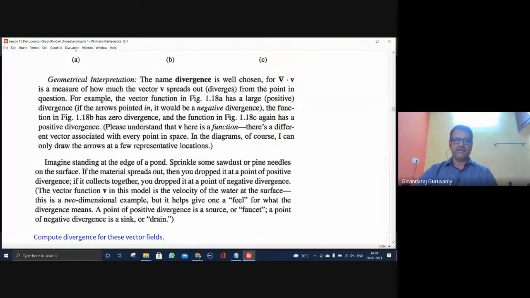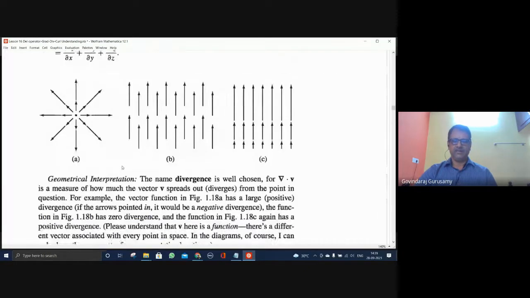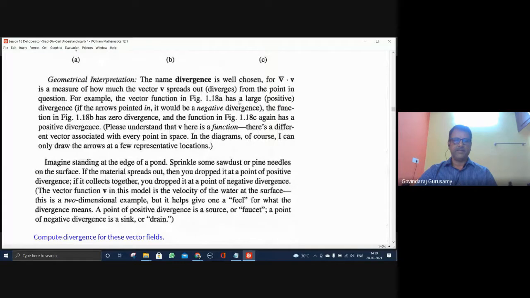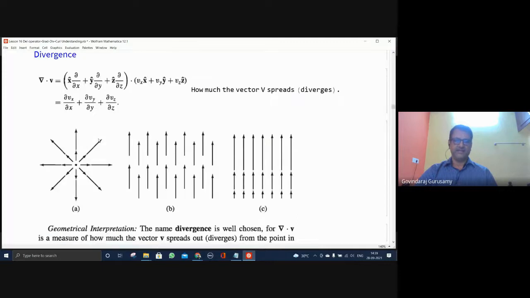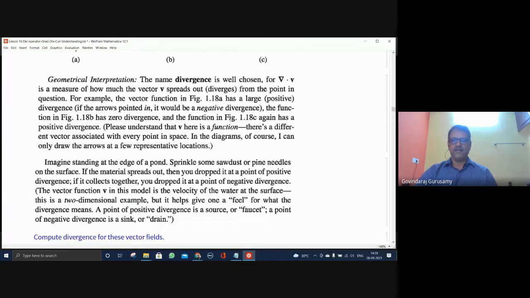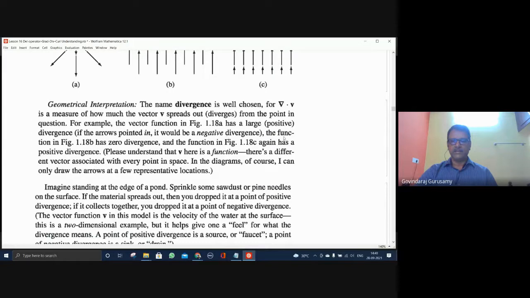For example, the vector function in figure 1.18a, this is the figure, has a large positive divergence. If the arrows point in, it would be a negative divergence. If you reverse the direction here, it's going to be negative. This is positive divergence, and this is negative divergence. The function in 1.18b has zero divergence, and 1.18c again has a positive divergence.